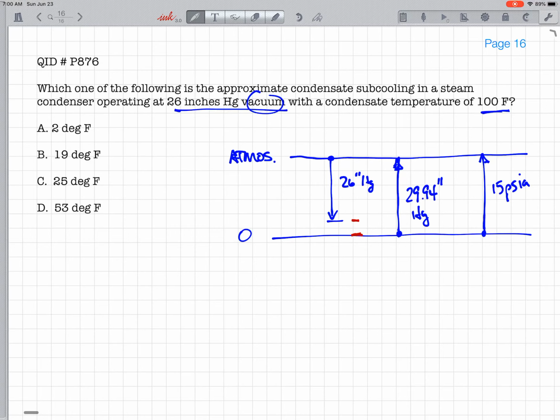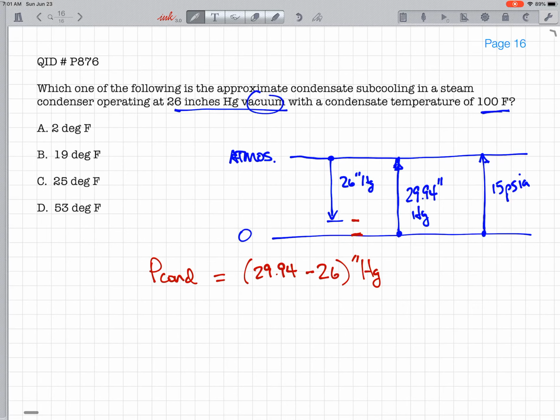That's what we can use as the conditions inside of our condenser. Right? We call that back pressure in the business. So pressure of the condenser is going to be equal to 29.94 minus 26. That's going to be inches of mercury. So you can either say 3.94 inches of mercury is about 2 pounds, or you could do it the slow and painful way.